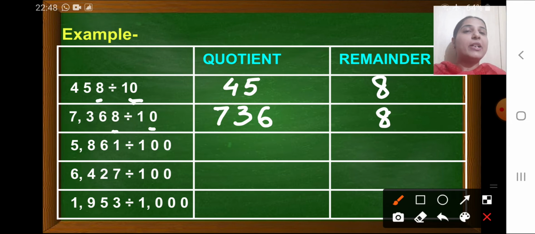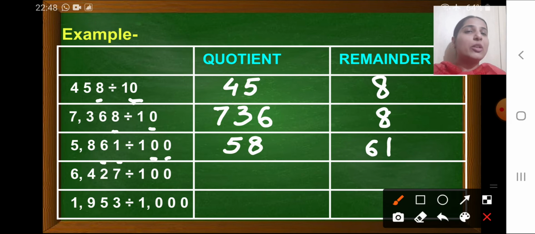5861 divided by 100. Now how many zeros are there? 1, 2. Two zeros are there. So we'll start from the ones place: ones, tens. It means that 61 will be the remainder, whereas the remaining digits, 58, is our quotient. Okay, so simple it is.